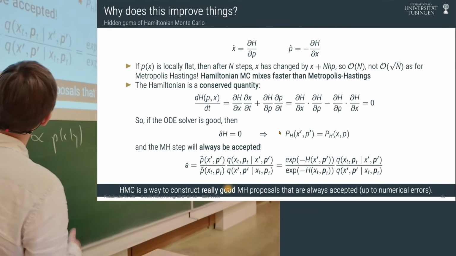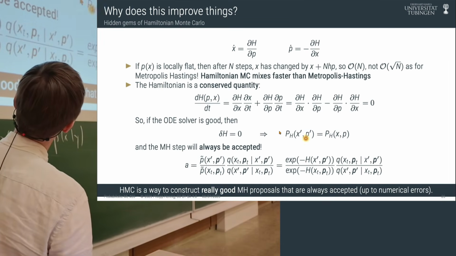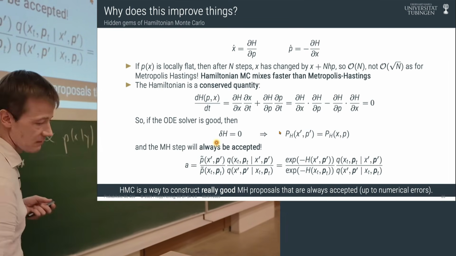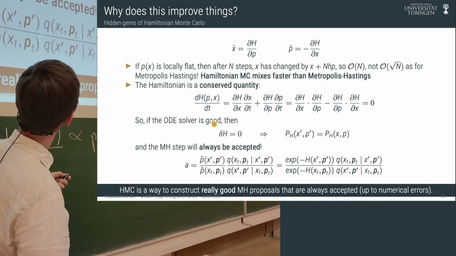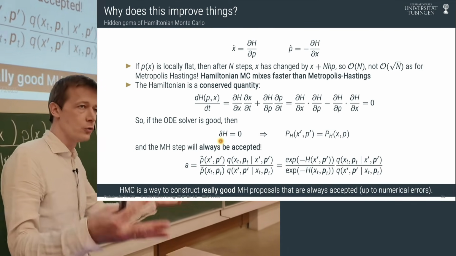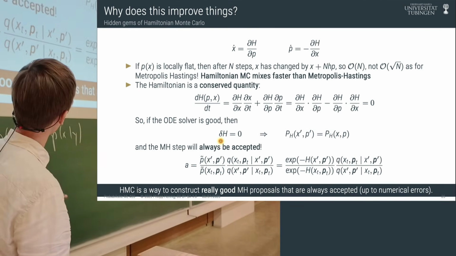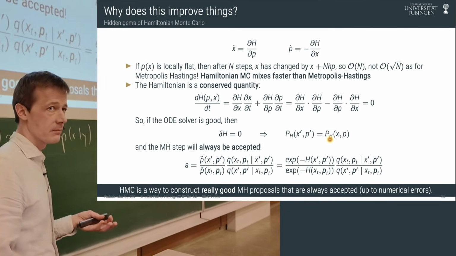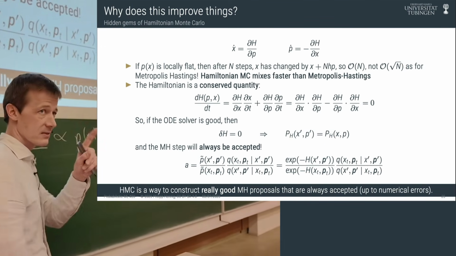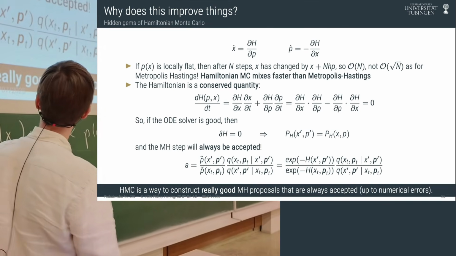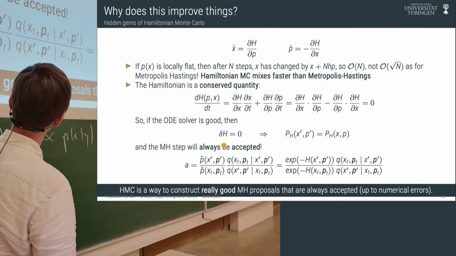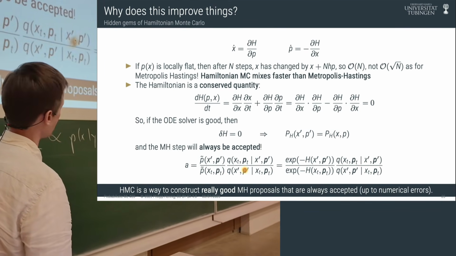And you can convince yourself that that's the case by noticing that the time derivative of h is 0, because h is the energy of our new joint distribution. The probabilities before and after are the same, in x and p space. And therefore, in this proposal rate in the Metropolis-Hastings, everything cancels out.